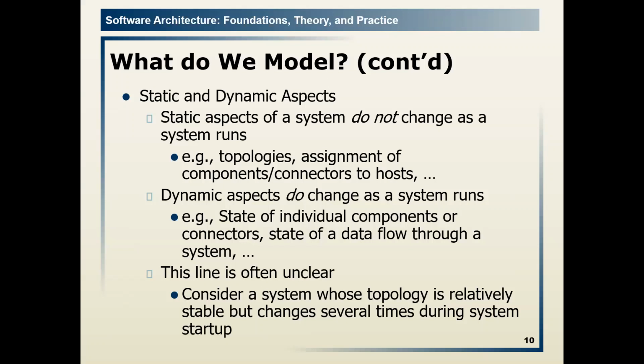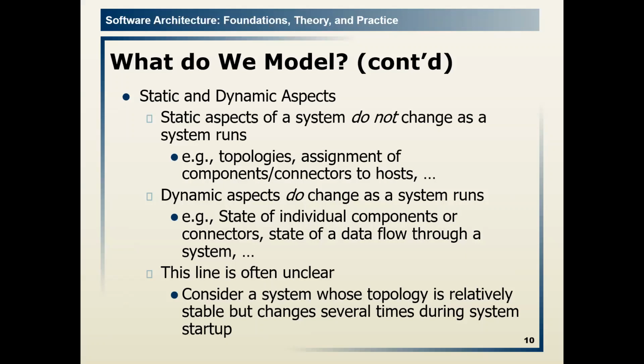So the topologies, right, the network structures, assignment of the components and connectors to hosts are things that do not change as the system runs. Then the dynamic aspects do change as the system runs. So there are dynamic things that change, right? For example, state of individual components, right? The state of components, say a program, will change, even when a variable value changes, the state changes. And the connectors might get switched on, switched off, it might get power, might lose the power. So it comes into different states.